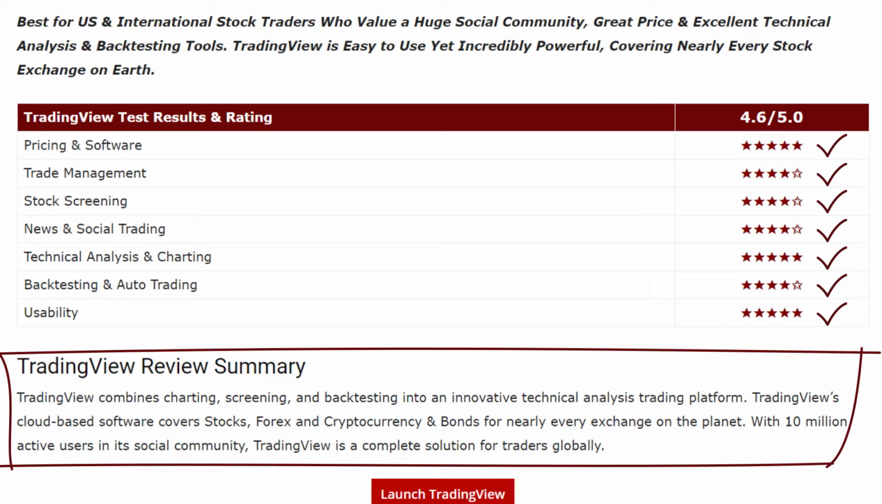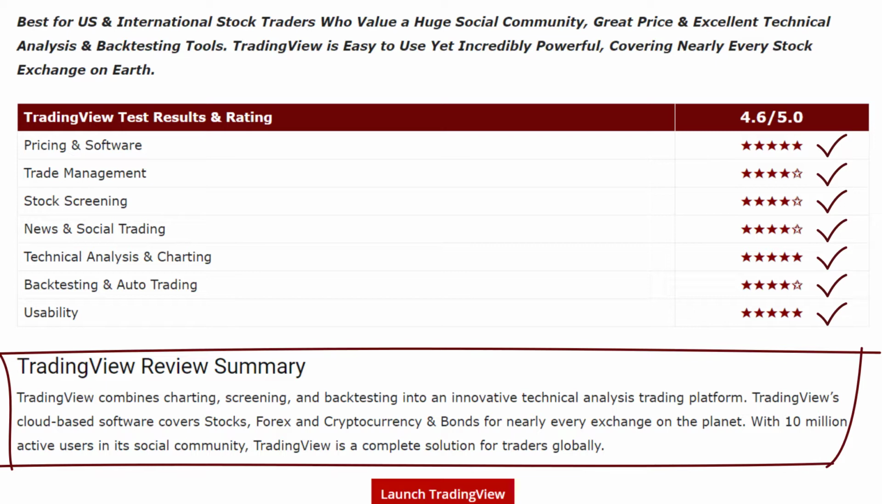So it covers really a wide range of trading vehicles and covers also nearly every exchange on the planet. The coverage is unbelievable and different to every other stock chart package out there. It has 10 million active users in its social community, one of which is myself, and it's really, for me, a complete solution. It does everything really, really well.